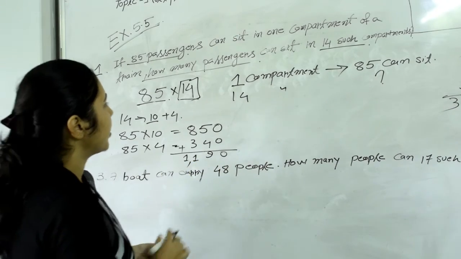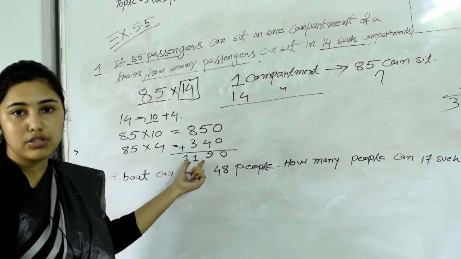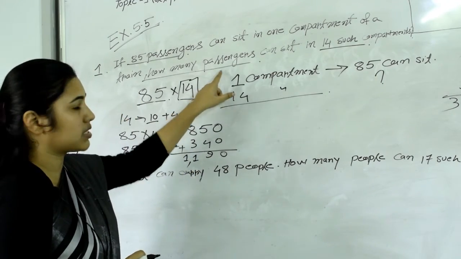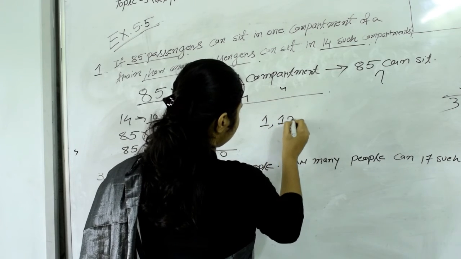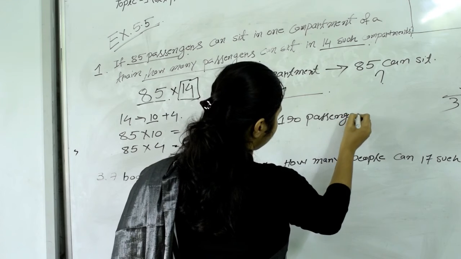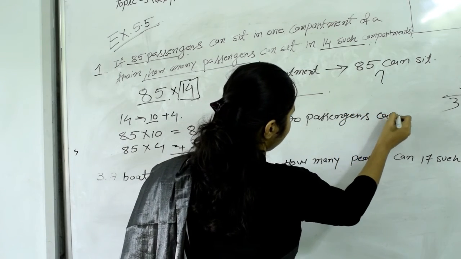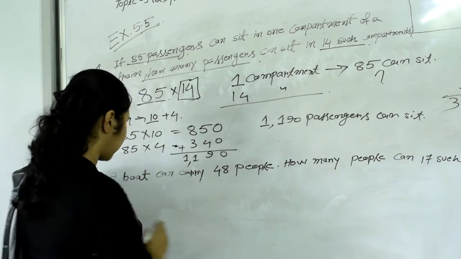So our answer is 1190, which means in 14 compartments 1190 passengers can sit.